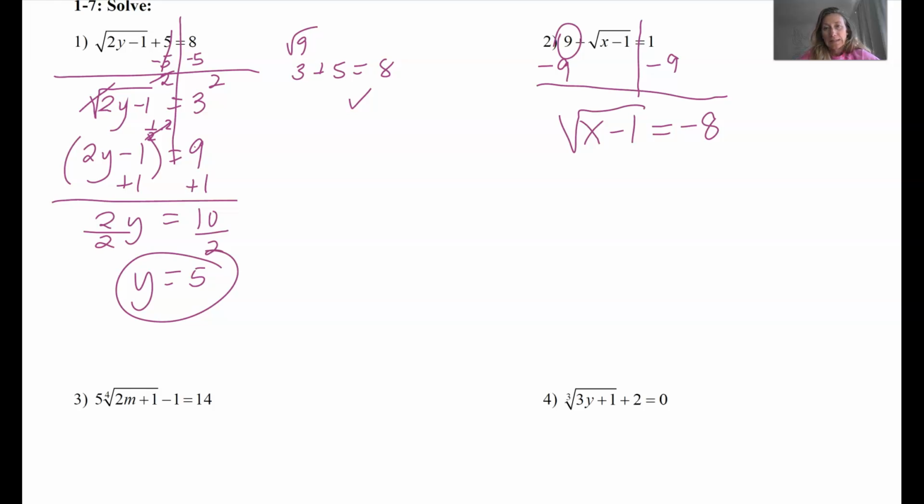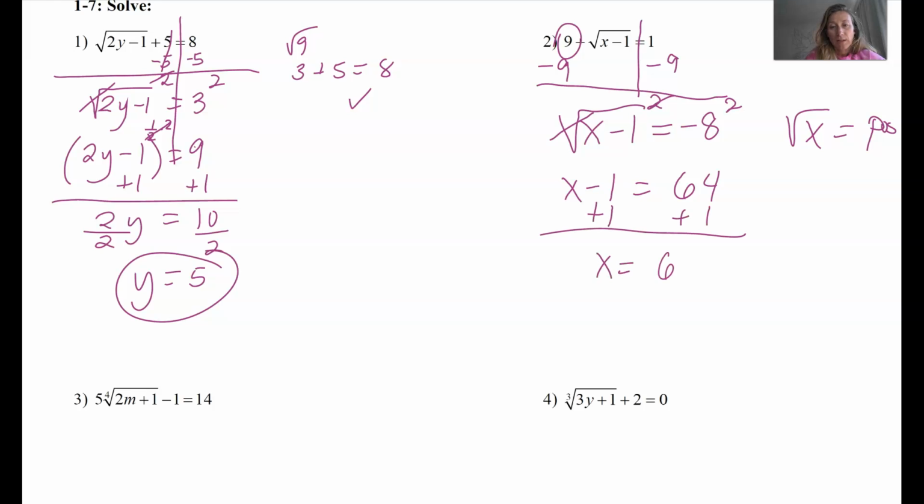Let's see what happens if we don't notice the problem. I'm not allowed to have the square root of x equal to a negative number. It has to be equal to a positive. So here I have it equal to a negative. What happens when I solve it? I square both sides, I cancel the radical, and I have x minus 1 is equal to negative 8 squared, which is positive 64. And I'll add 1, and I will get x is equal to 65.